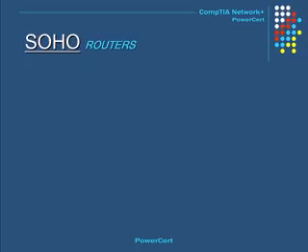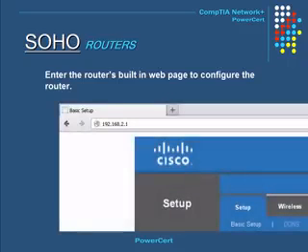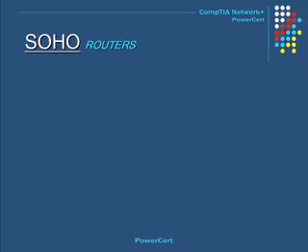To set up and configure your SOHO router, you need to go into the router's built-in configuration web page. So you would just open up a web browser, and in the address field, you would type in the router's IP address. So for example, our router has an IP address of 192.168.2.1. And once you type that in, you press enter on your keyboard, and now you're in.